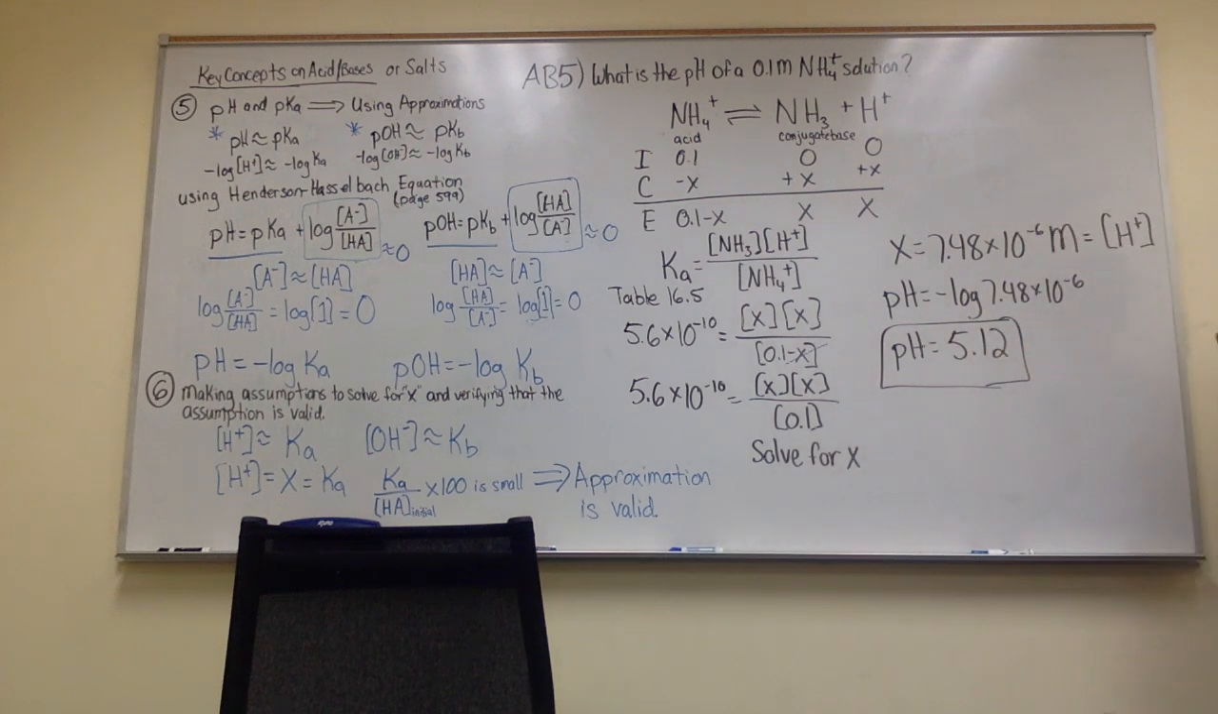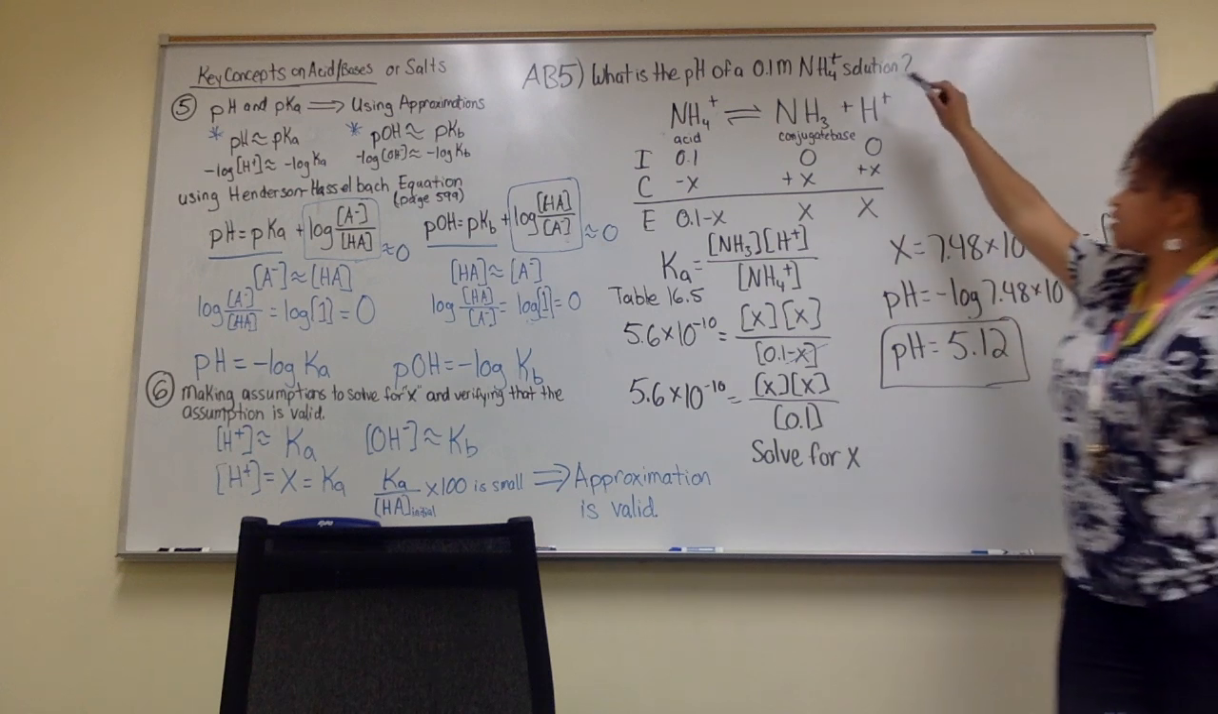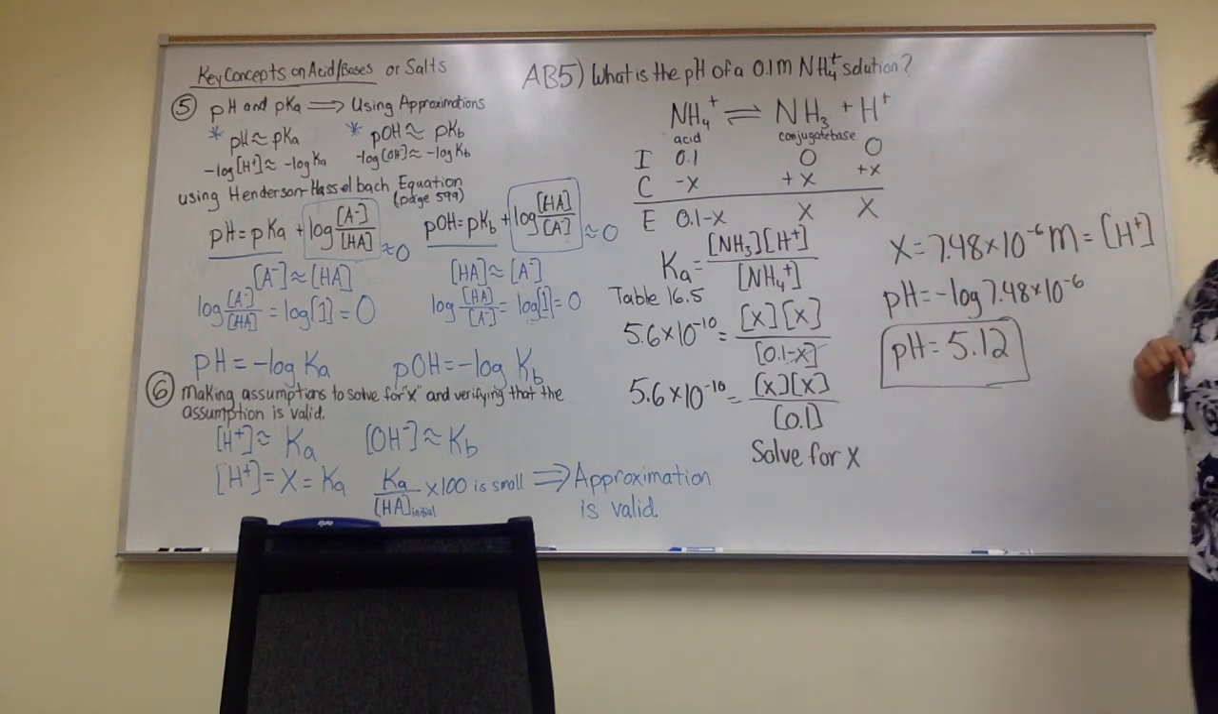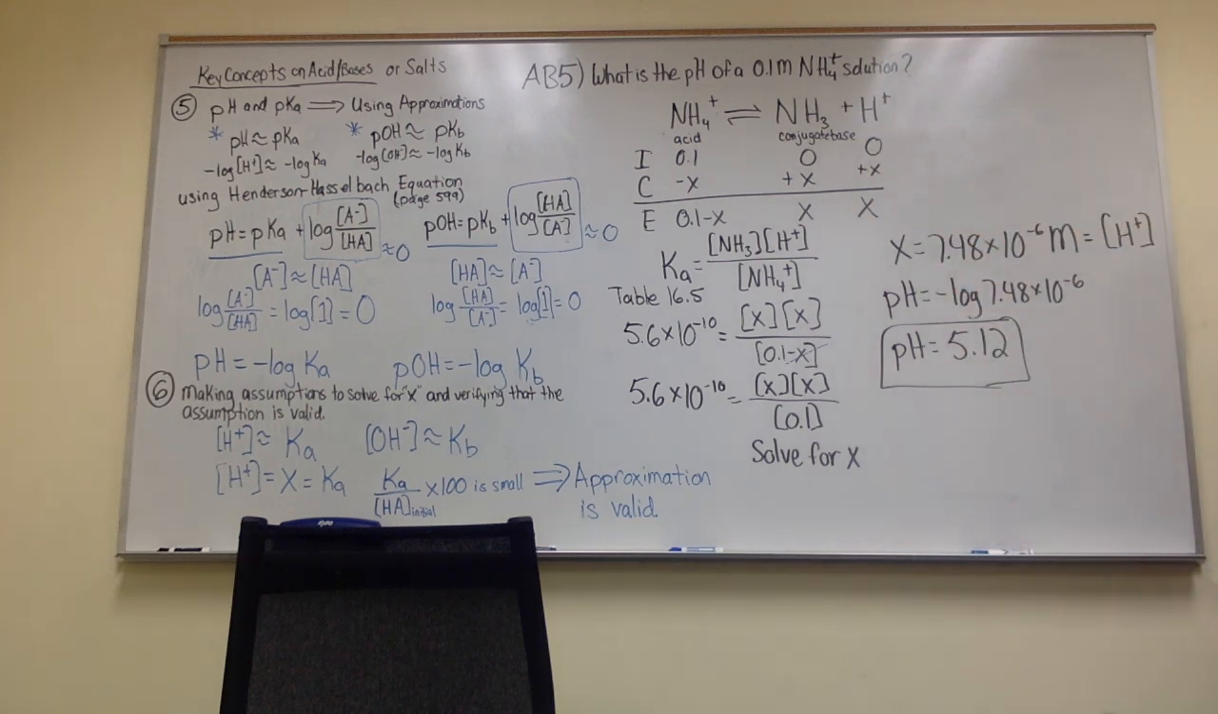And that's our answer. Now, our answer is reasonable because we are asking for the pH of an acid. This is a weak acid, but it's an acid. And we know that acids have lower pH. It's lower than 7. This is lower than 7. This makes sense. Life is good.